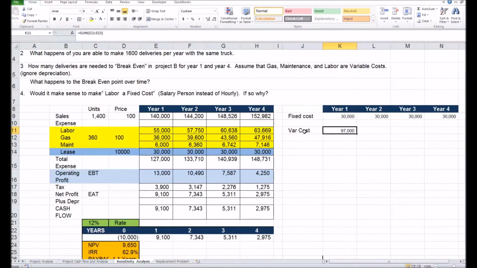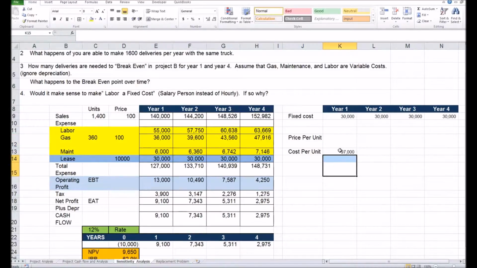Now, really, we want the variable cost per unit. I'm going to actually pull it down here because we need also the price per unit. So we know how many units we have. We can divide that by 1,400. I want to stay in that C9 cell, so I'm going to press the F4 key to lock it in. I have a cost of $69.29. Then I want to pull that across.